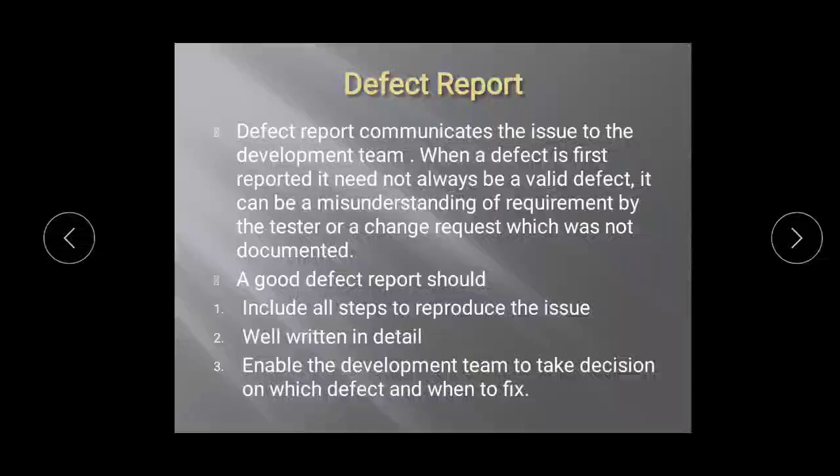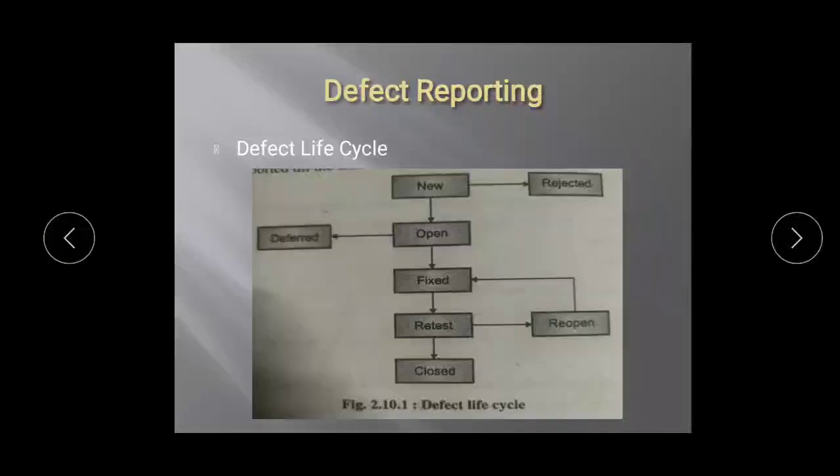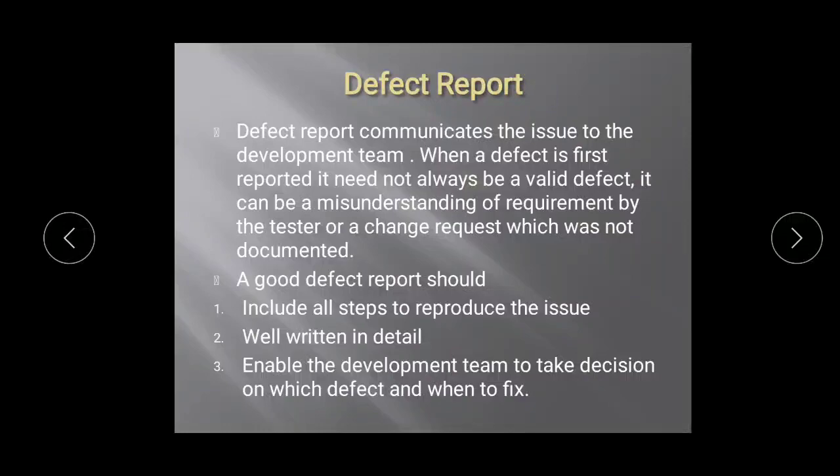So, we had previously seen the topic of defect reporting and all the stages of defect reporting. Now, we'll be going with the defect report. How do we create a report? What are the effects of creating a report? A defect report communicates the issue to the development team. There is a process of issuing a defect report to the development team so that the development project manager could look after it and solve the defect.